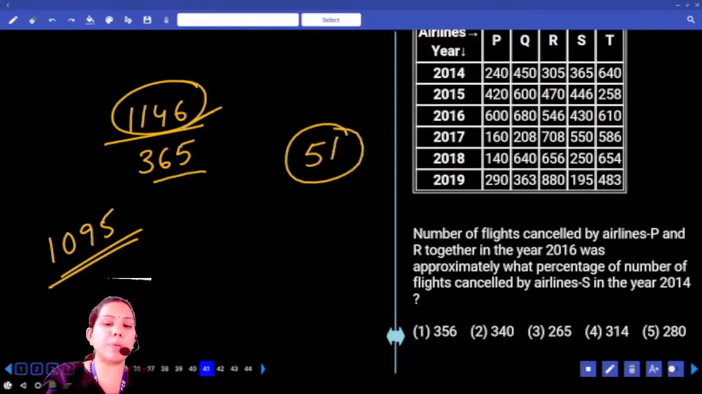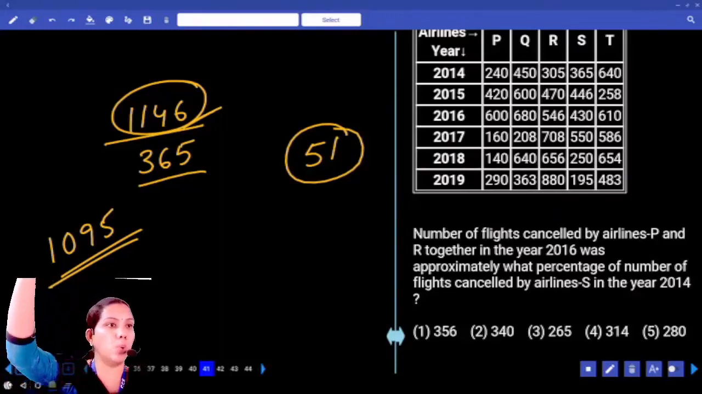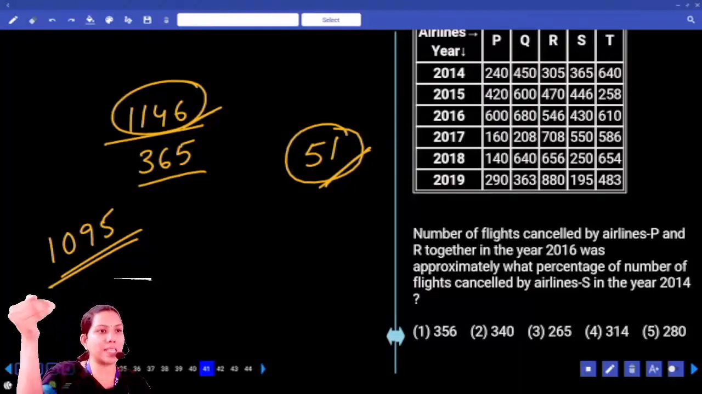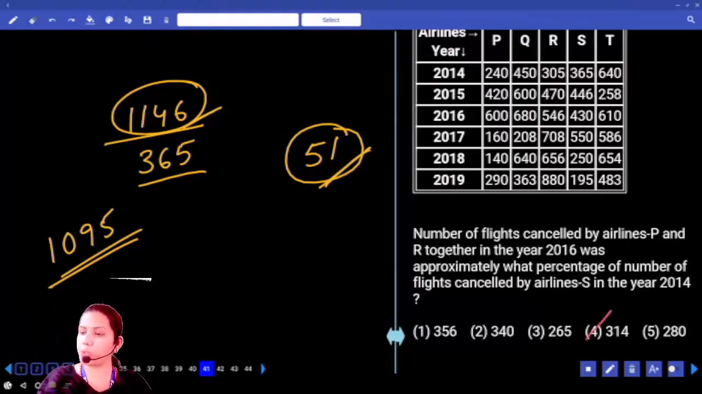51 more. What is 10%? 36. What is 20%? 72. Some 73 plus. But here it is only 51. So it is less than 20%, but I mean less than 320%. Less than 320, only one option.